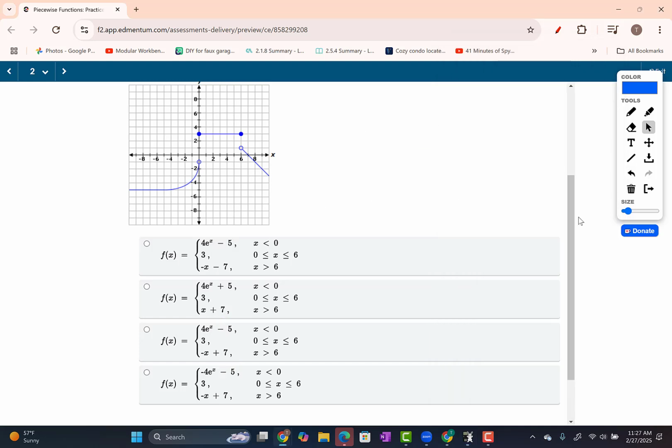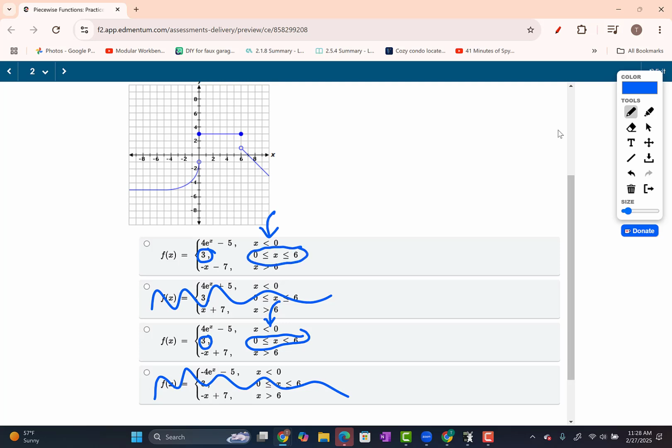So we know the answer is either A or C right off the bat. So I'm going to mark out this one. I'm going to mark out this one. They both have the same listed domain of x is less than 0. That's the same. The second equation is also the same. Notice they're both 3 and they both have the same domain there. So that doesn't help us.